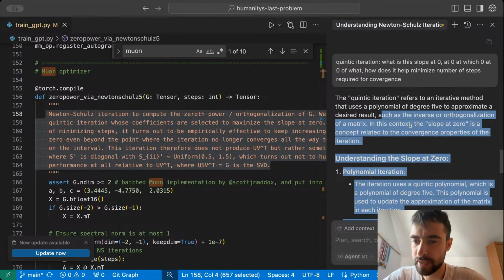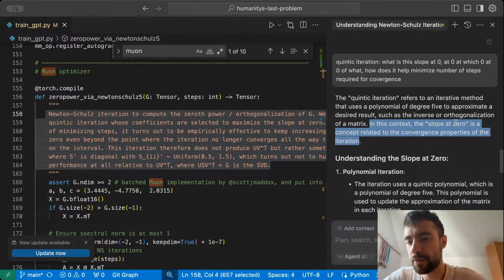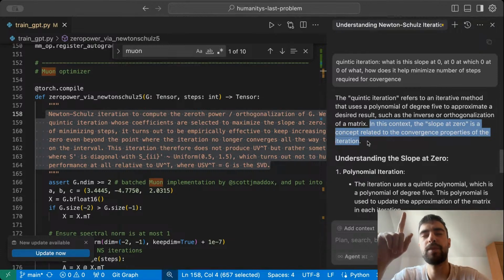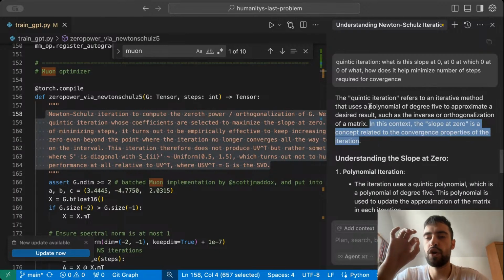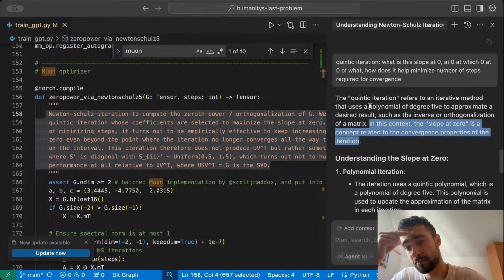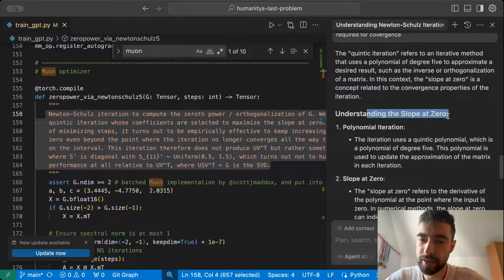In this context, slope at 0 is a concept related to the convergence properties of the iteration. Convergence properties, convergence of what? I'm guessing it's converging this polynomial towards the function that it's trying to approximate. Slope at 0. Understanding the slope at 0.